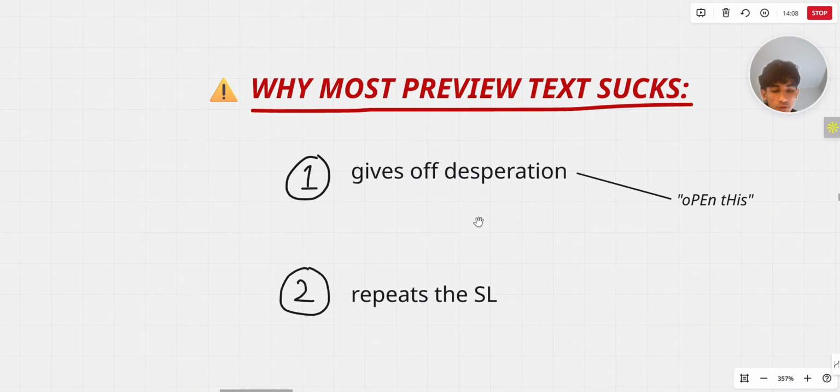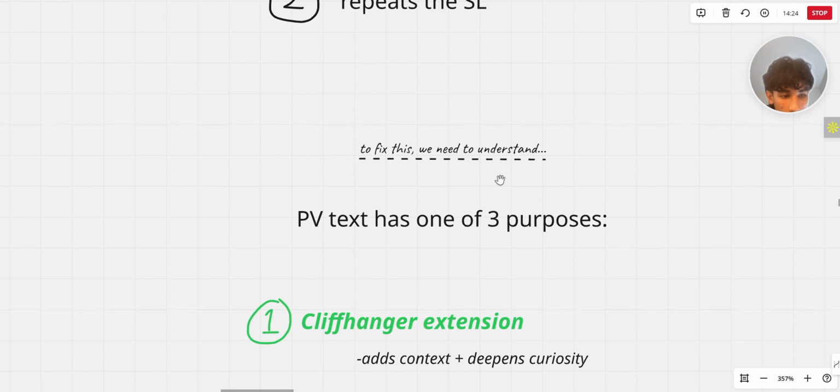If you repeat yourself, if you're unclear in what you want to say and how you want to articulate yourself, then why will people trust you? People will never trust you because you're just creating more confusion in their brain. So that's the second reason, you're repeating the subject line. So to fix that, what we need to understand is this. The preview text has one of 3 purposes, and your preview text should always achieve one of these 3 purposes, or it can even achieve 2 of them, or all 3 of them.